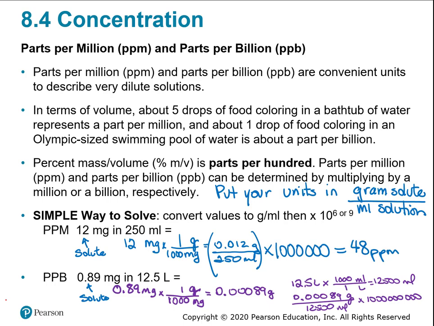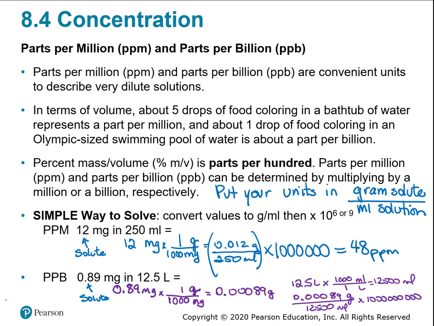So this one you had to do 2 conversions. I had to convert milligrams to grams. I had to convert liters to milliliters because I needed my units in grams per mil. So the first one I did was 0.89 milligrams times 1 gram divided by 1,000 milligrams. So I got 0.00089 grams. If anybody got anything different, let me know. 12.5 liters I had to convert to milliliters. So I had to multiply it times 1,000. 12.5 times 1,000 is 12,500 milliliters.